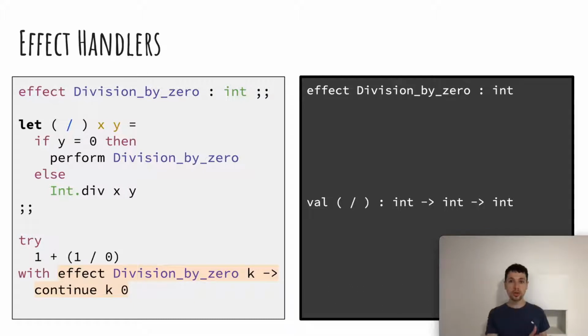To resume the computation that was paused, we call this continuation with an argument that will replace the division by 0. Since here we call the continuation with the argument 0, the expression will be replaced by 1 plus 0, which evaluates to 1. We could choose not to call the continuation, in which case the computation would be discarded and the dynamic behavior of this code would be similar to that of exception handling. That's why effect handlers generalize exception handling.